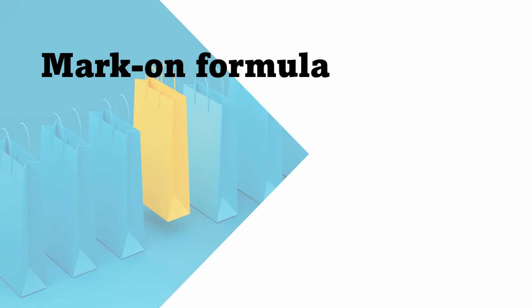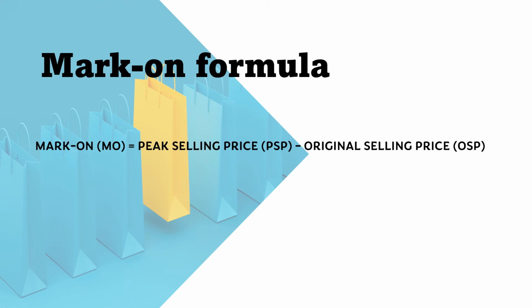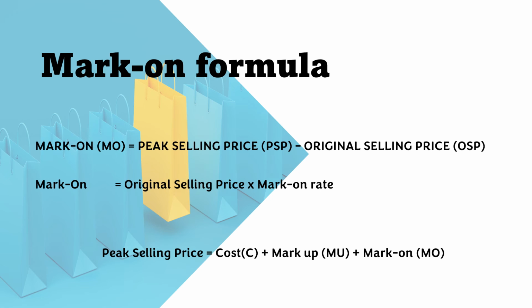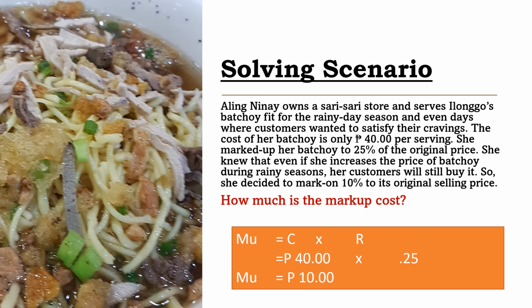For the mark-on formula, we have mark-on is equal to peak selling price less original selling price, or mark-on is equal to original selling price multiplied to mark-on rate. And to compute for peak selling price, the formula is peak selling price is equal to cost plus markup plus mark-on. We have here a solving scenario regarding mark-on.